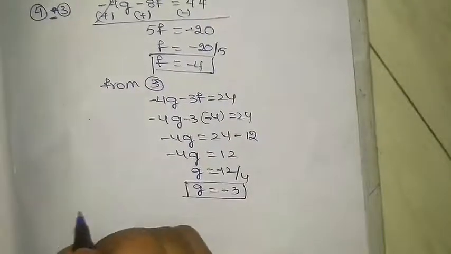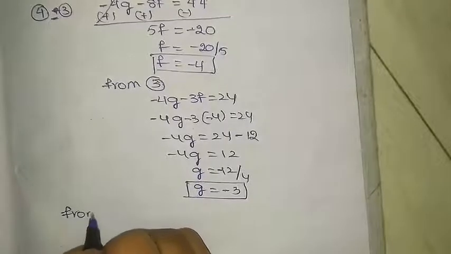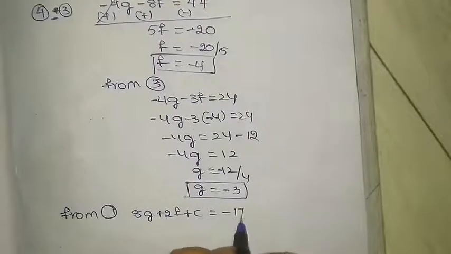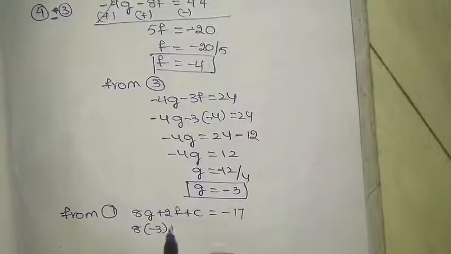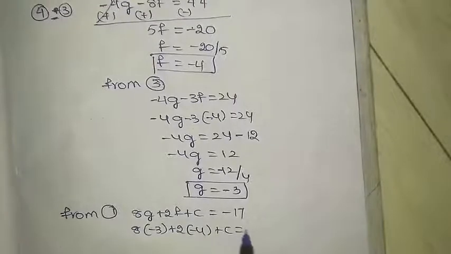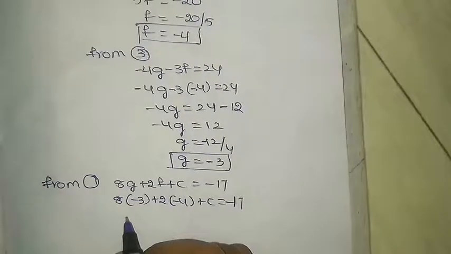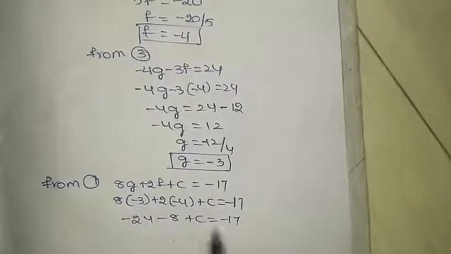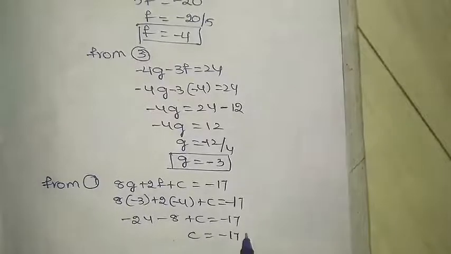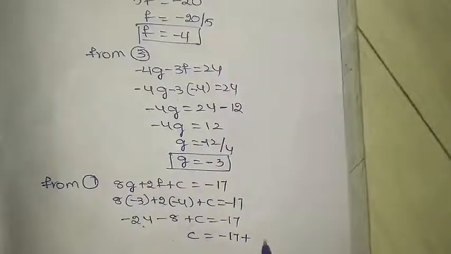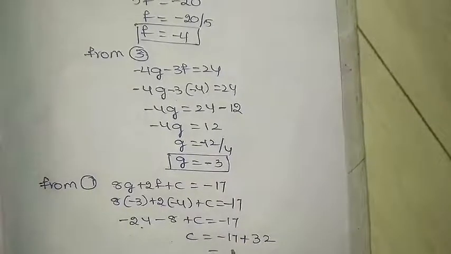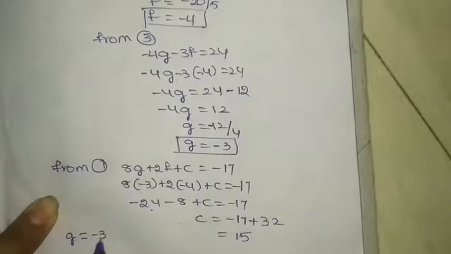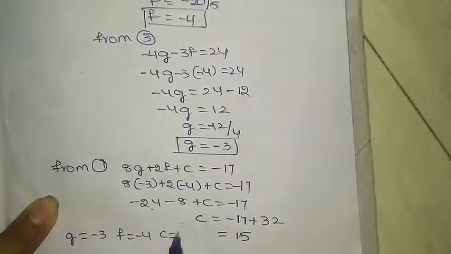And we also have to find the c value. So from 1, 8g plus 2f plus c is equal to minus 17. 8 into g is minus 3, plus 2 into minus 4, plus c is equal to minus 17. Minus 24 minus 8 plus c is equal to minus 17. So c is equal to minus 17 plus 24 plus 8, 15. Now we have g value is minus 3, f value is minus 4, c value is 15.